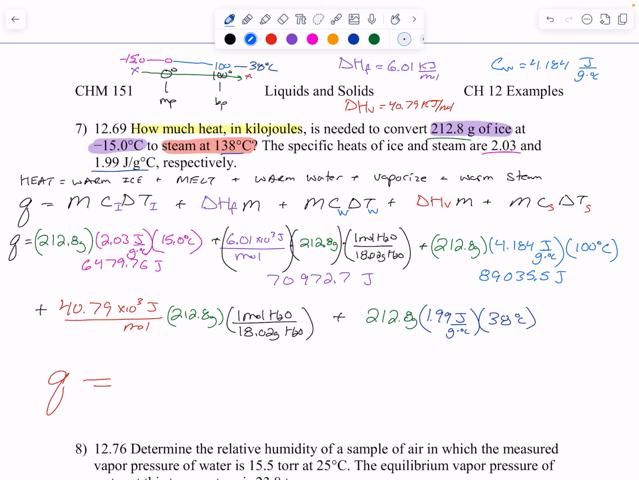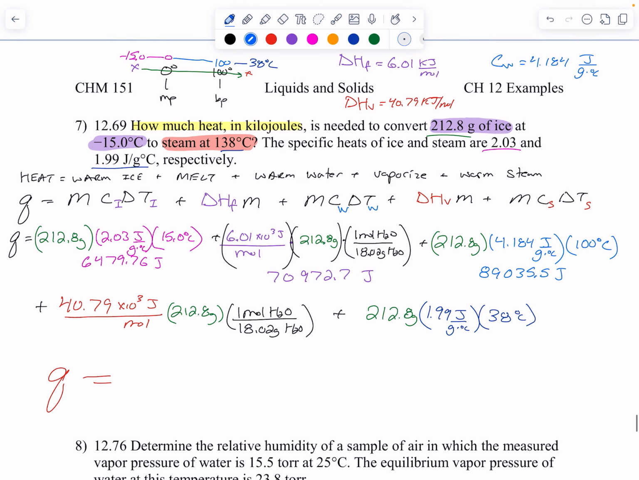Fourth term, times divided by 18.02, I get, up here in red, 483,818.9 joules. And 212.8 times 1.99 times 38, I have 16091.9 joules. All right, so let's add all those up.